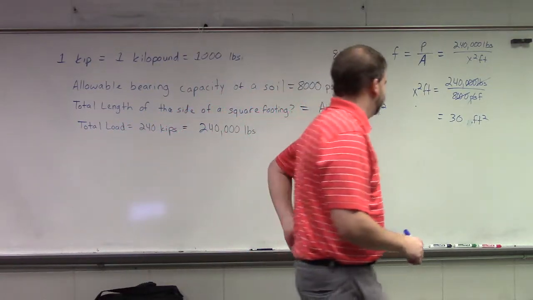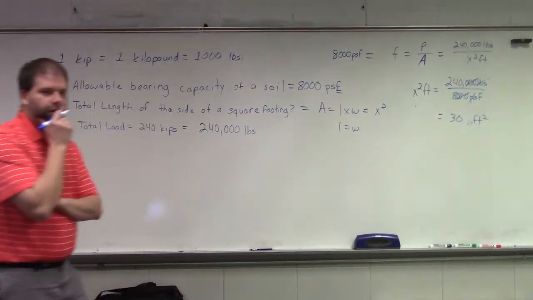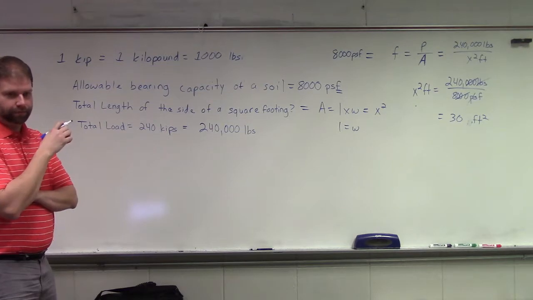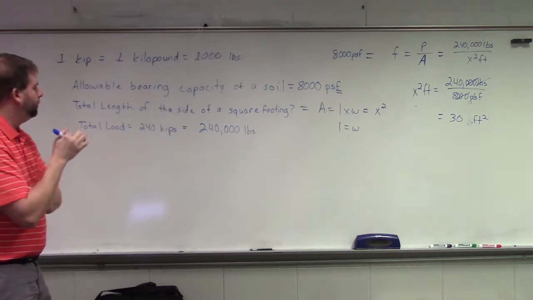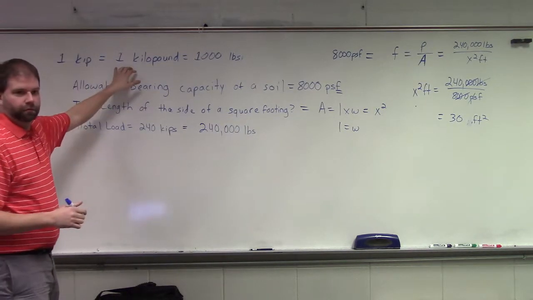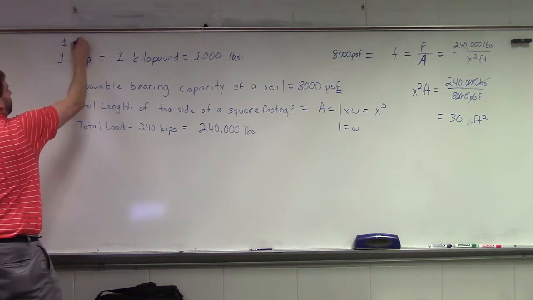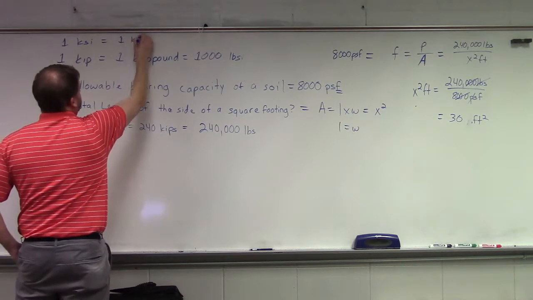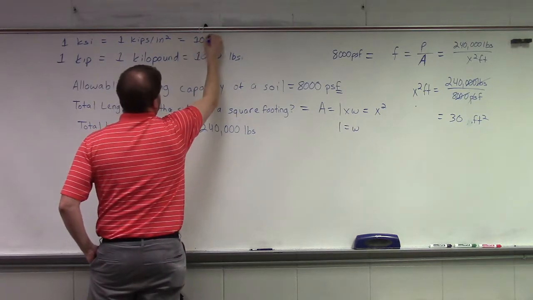Gotcha. If it's kips and KSI, I'm good with that, I don't know if you guys are. That's what I reworked after talking to Kurt, it made more sense. Kips is 1,000 pounds, KSI is kips per square inch. So 1 KSI equals 1 kip per inch squared, which equals 1,000 pounds per square inch.